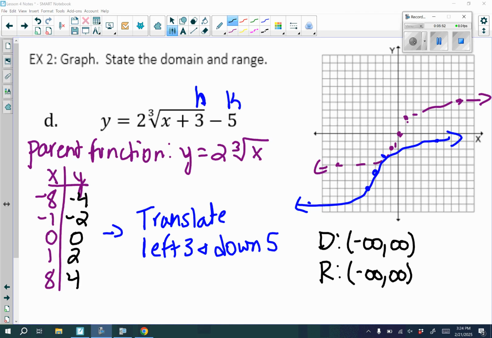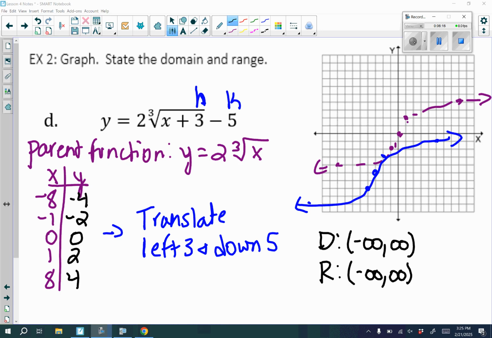Okay, here's what you should have gotten. Our parent function should be y equals 2 times the cube root of x. That's our a times the cube root of x. When I graph that, here's my xy table of what I got, and then I plotted those points. Now, when I look at my function, remember h is always going to be inside the radical, no matter if it's cube root or square root, and k is always going to be on the outside.